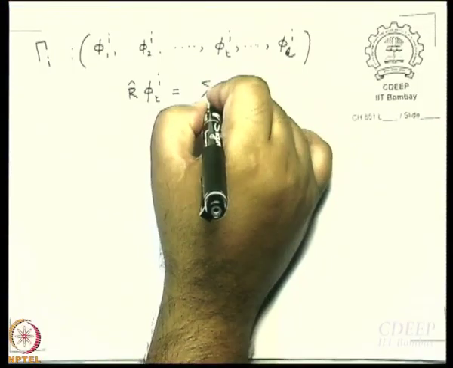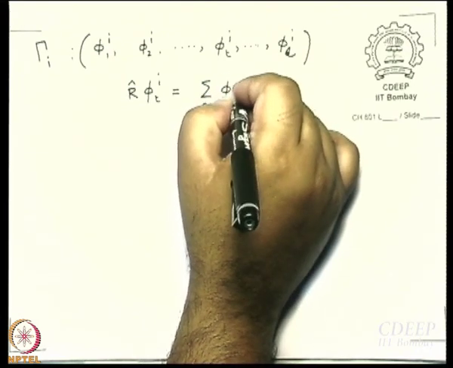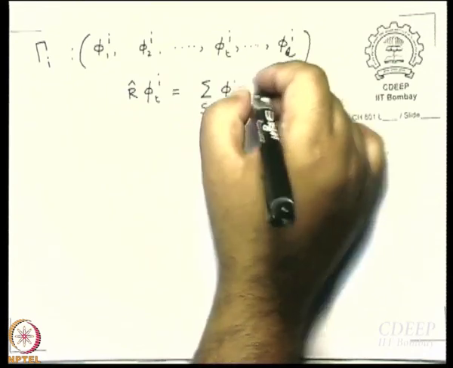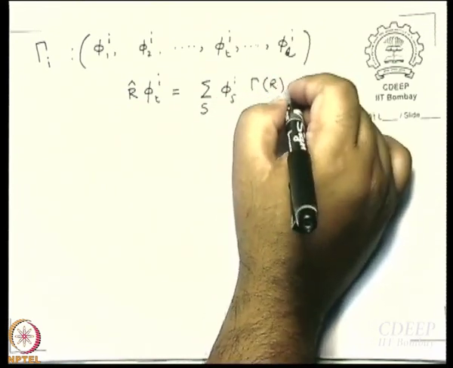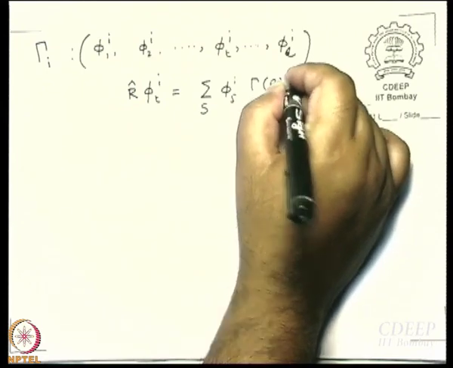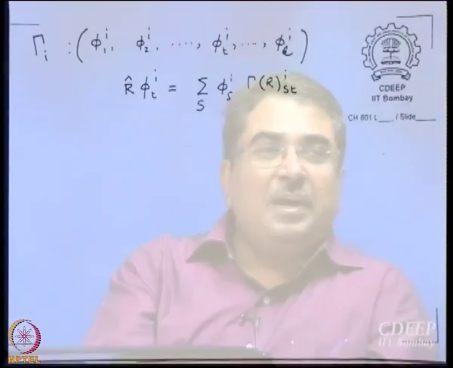So, let me write a general summation. Will you allow me to write it like this? Sum over S, phi S, I, gamma R, S T I. Okay, it is a little different from what we are used to seeing. We always write the coefficient first and the function later, right? But see, it's a linear sum.